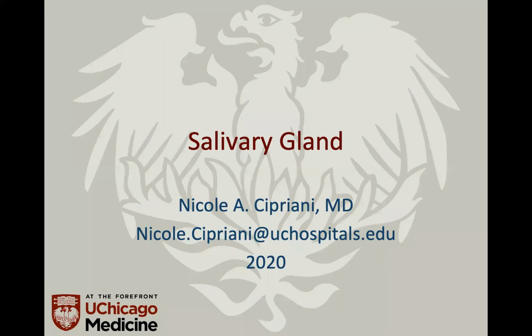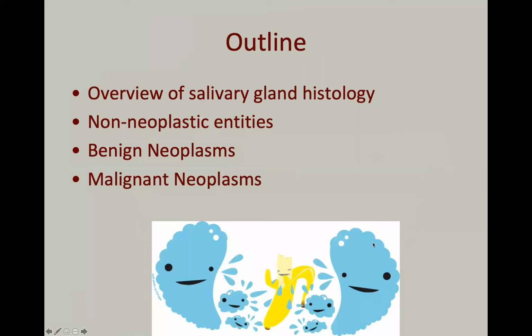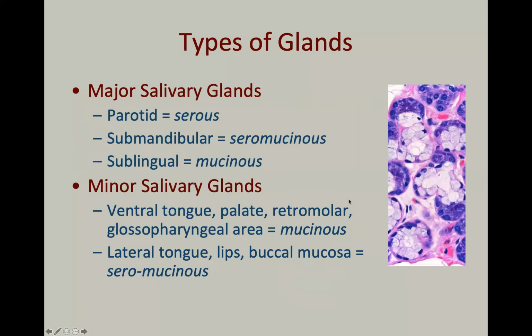All right, awesome. So today, based on your vote, I'm going to be talking about salivary gland. And so salivary gland is going to include just a very basic overview of normal salivary gland histology, a couple non-neoplastic entities, but most of it is going to be the tumors, because that's the most common thing we see in salivary gland. So there are three major glands: the parotid, the submandibular, and the sublingual.